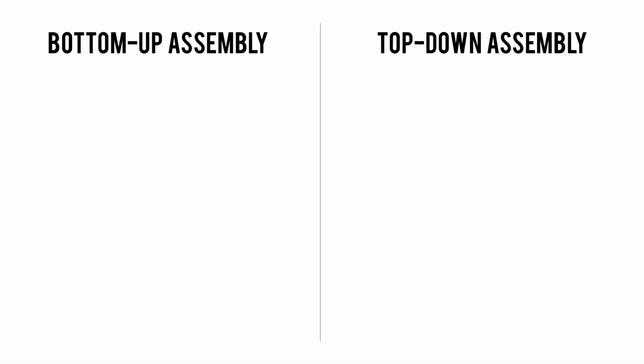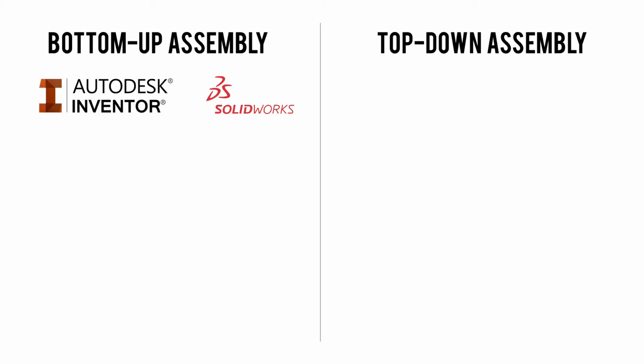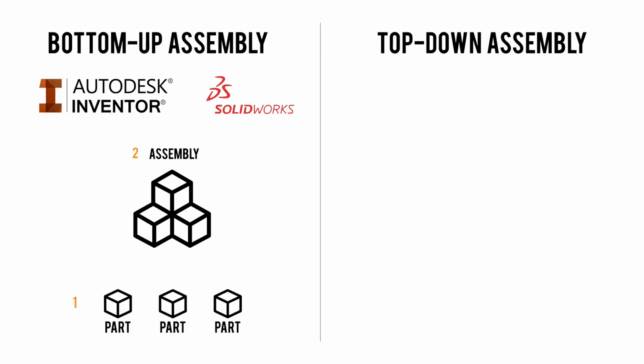Now, this is the traditional assembly modeling technique, and if you're coming from Autodesk Inventor or another CAD program, then you're likely already familiar with it. The essence of the bottom-up assembly technique is that each part is created individually, and then all of the parts are inserted into an assembly document and constrained to each other.